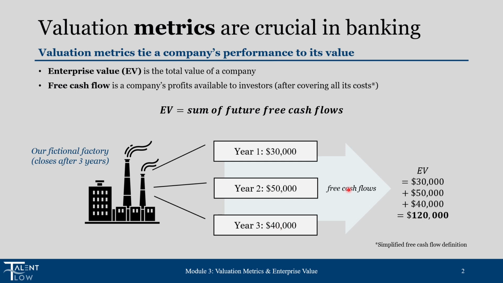Based on our definition, we know precisely what our factory is worth right now. Our firm's enterprise value is simply the sum of these future free cash flows, which is equal to $30,000 plus $50,000 plus $40,000, which means our business is worth $120,000 to us right now. We will revisit this formula in a different way in future modules, but this example lays a foundation for one of the most critical concepts in all of finance.